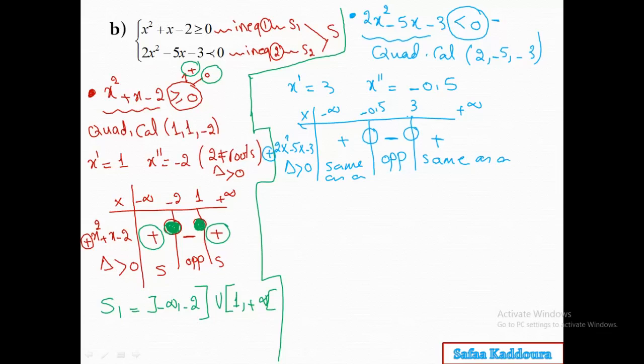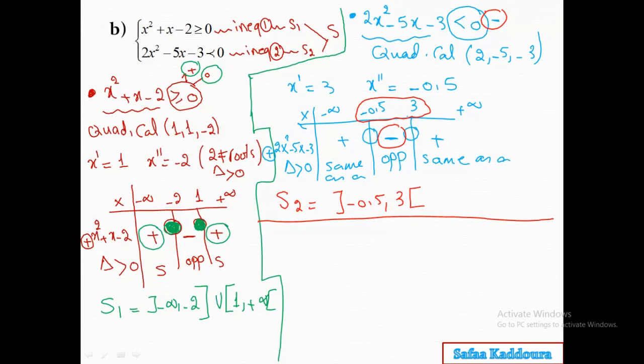Now I want only the negative sign. This is the negative sign. It is from minus half to 3. Then solution 2 will be from minus half to 3. Now the interval is open because we have less than, we don't have or equals to 0.